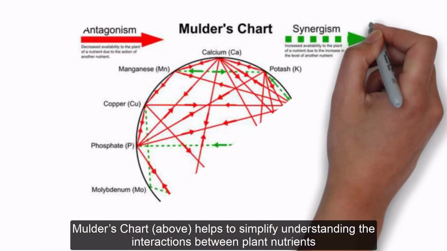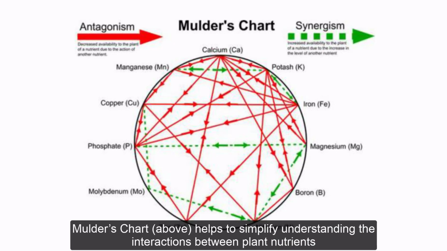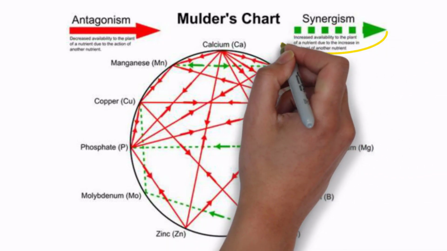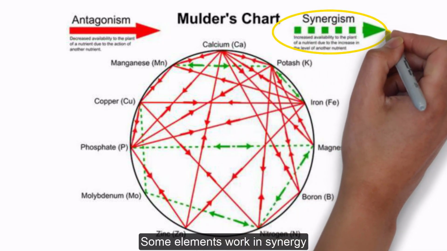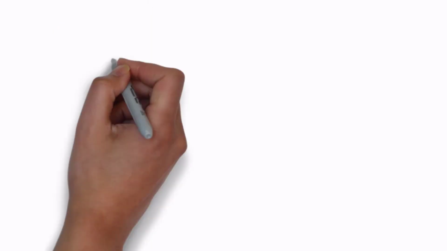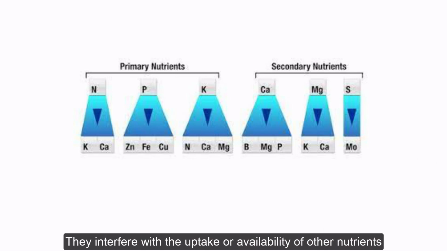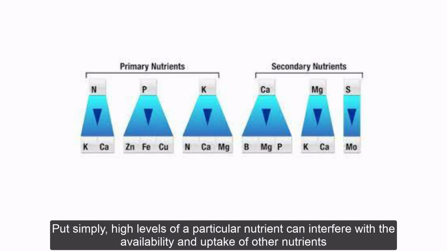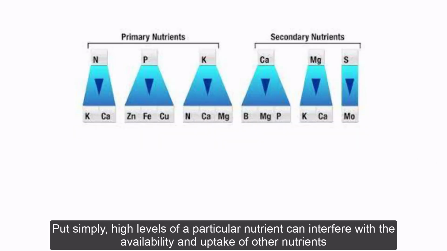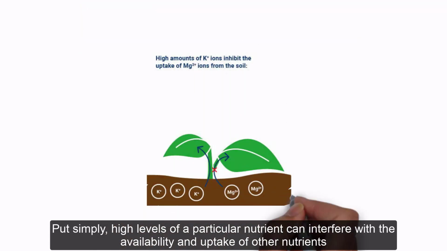Mulder's chart, above, helps to simplify understanding the interactions between plant nutrients. Some elements work in synergy. They stimulate the uptake of other elements and increase their availability, while some elements are antagonistic. They interfere with the uptake or availability of other nutrients. Put simply, high levels of a particular nutrient can interfere with the availability and uptake of other nutrients.